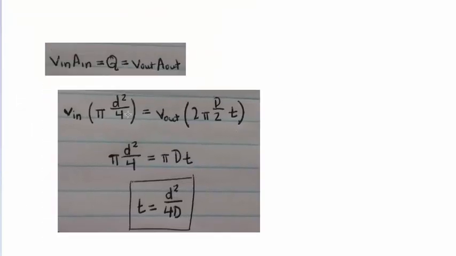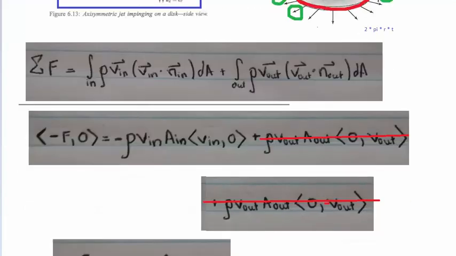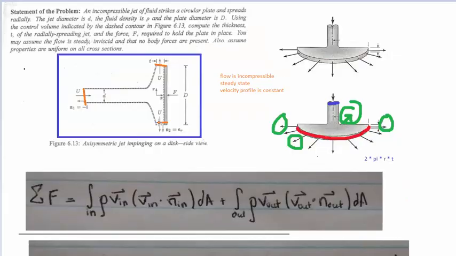So the inlet we already found, that was this before, and the outlet is 2 pi d over 2 times the thickness. And again, from the problem, we're told that, like last time, the velocity out is going to be the same thing as the velocity in. So we could simply make those cancellations here. V in cancels with V out, pi cancels out with pi, and you're left with the thickness equals the little diameter squared of the inlet divided by 4 times the larger diameter at this spraying point over here.